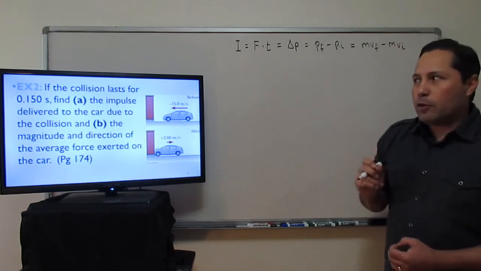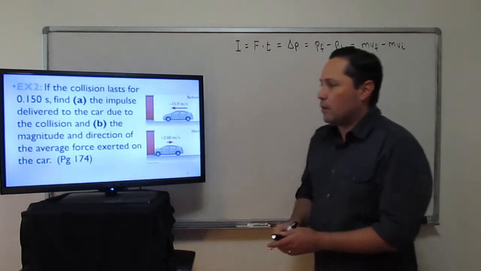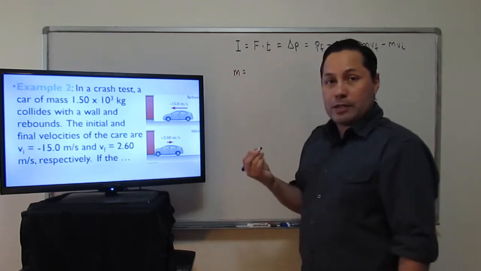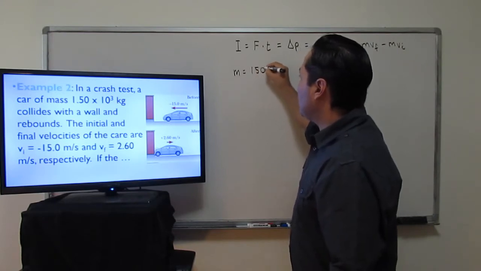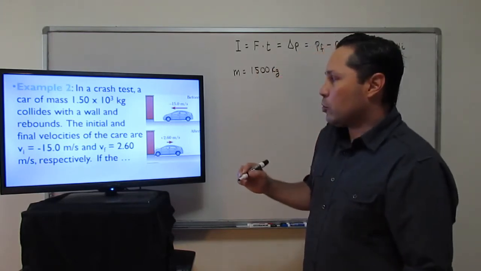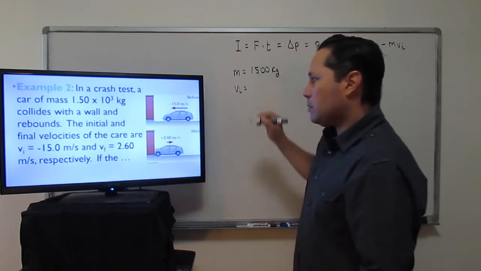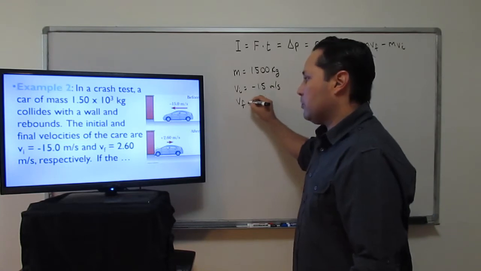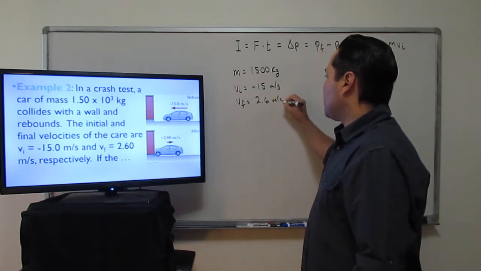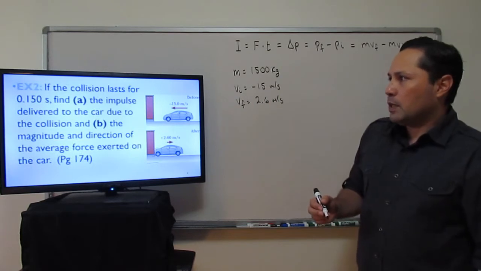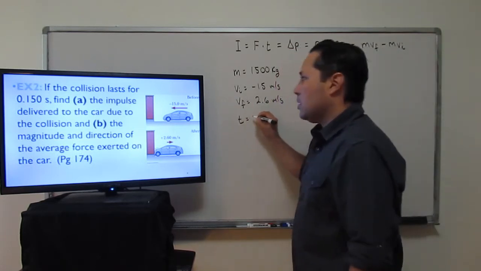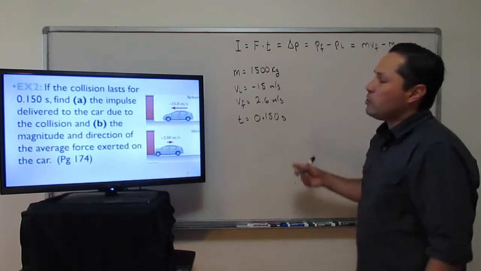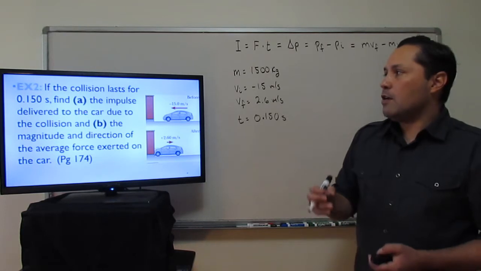And for this problem, let's go back and get all the information that we had in the previous slide. So we know the mass of the vehicle is 1.5 times 10 to the 3 kilograms, that is 1,500 kilograms. We also know that the velocity initial is -15 meters per second. Velocity final after rebound was 2.6 meters per second. And again, the time for the collision is a grand total of 0.15 seconds. Alright, so that's all the information that's given to us. And again, part A, find the impulse.